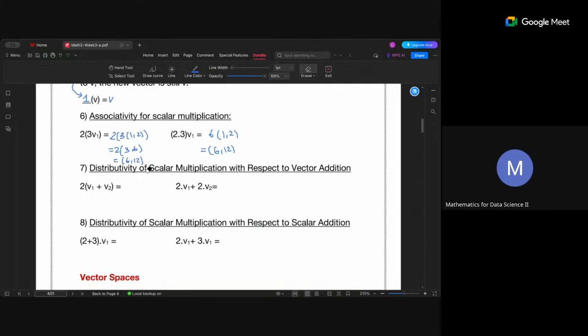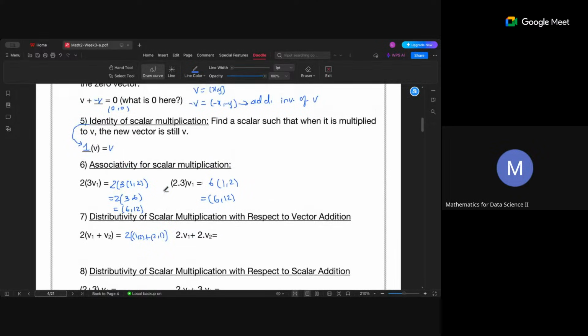Now, what is distributivity of scalar multiplication with respect to vector addition? So now, what is 2 times... Excuse me, ma'am, sorry to interrupt. Can you scroll down? Fifth point. Yes. I'm just noting it down. This PDF will be shared after the session. You don't have to write everything unless there is something which I am not writing here. Okay, ma'am.